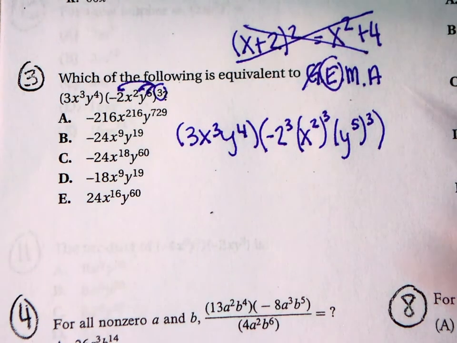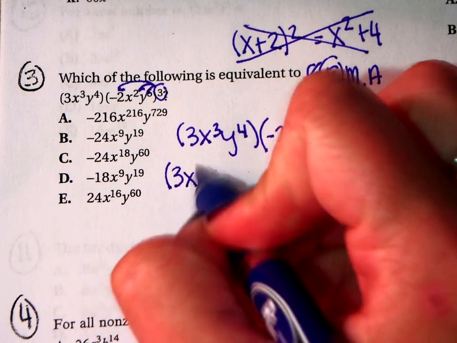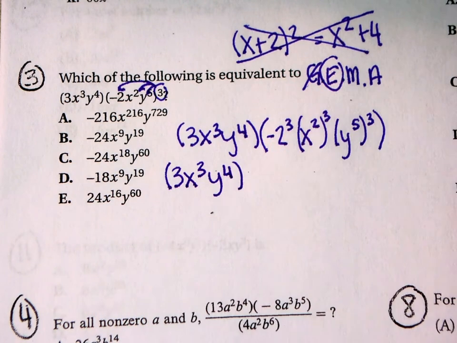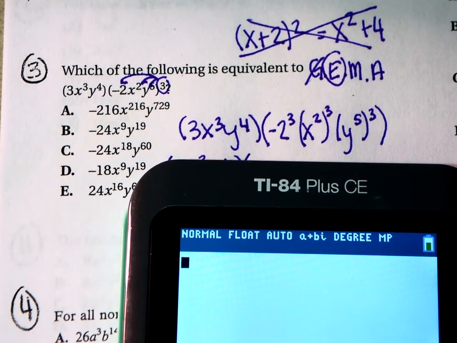All right, so let's go back to our problem. So we have 3x cubed y to the 4th. And now I'm going to start simplifying. So again, a great example of why they want to trick you on the ACT. They're making you cube a negative. So I'm going to make sure that I put it in parentheses.